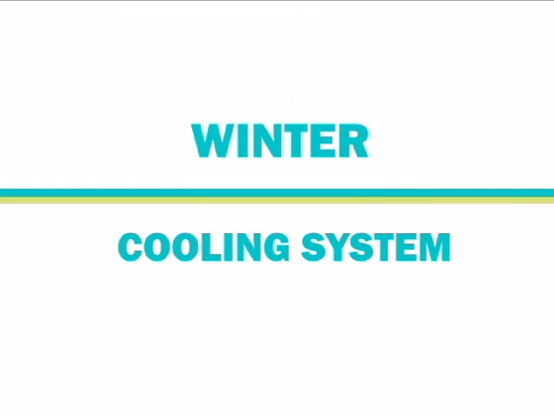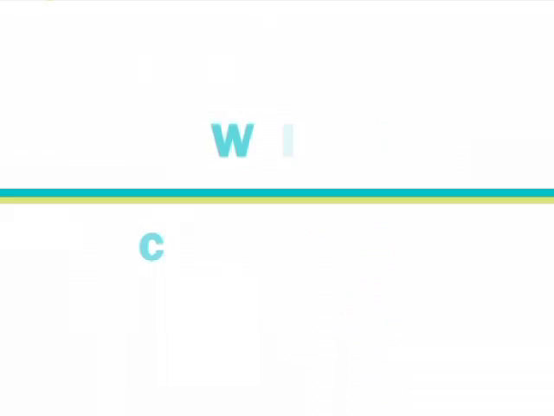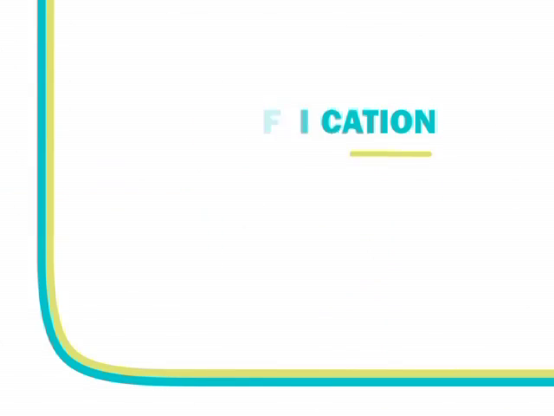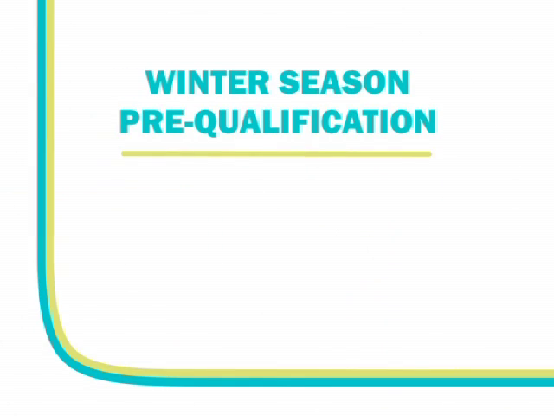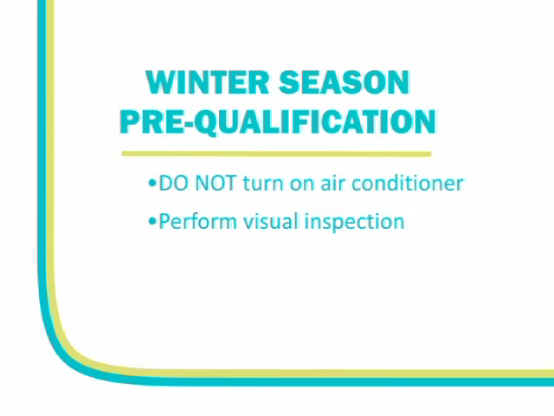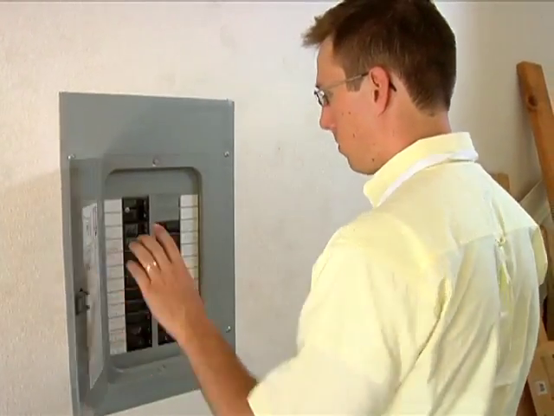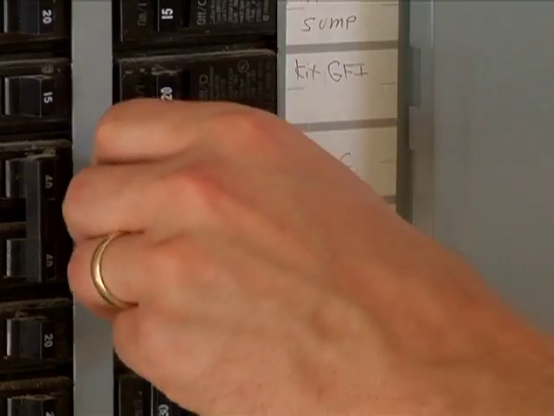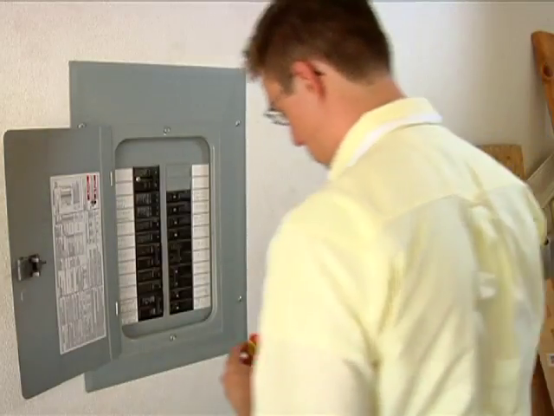During the winter season, you will need to pre-qualify the cooling system first. For the winter pre-qualification of the cooling system, you will not turn the air conditioning unit on. You will perform a visual inspection and ensure that the unit is receiving a signal from the thermostat. First, you will need to turn off power to the central air conditioner unit using appropriate lockout-tagout procedures.